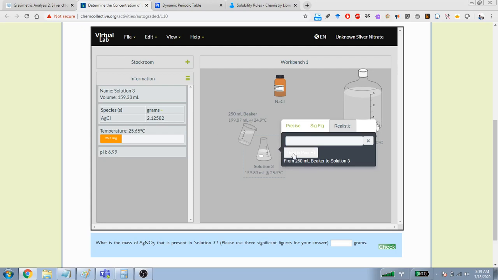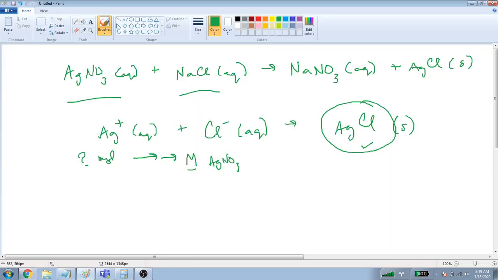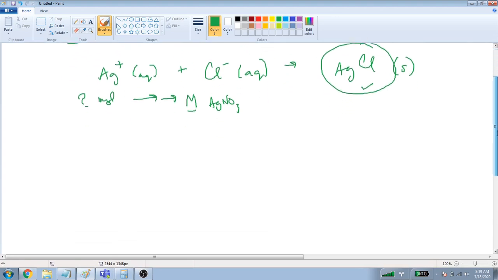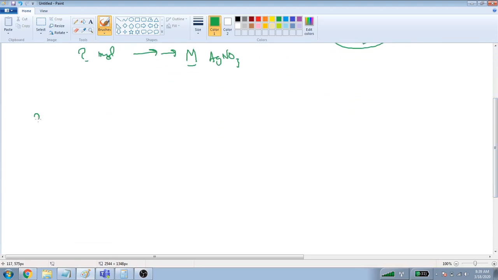Oh look, it doesn't matter how much salt water I pour in here. I just stay at 2.12582 grams of silver chloride, meaning that's how much silver chloride I'm ever going to get from this. Scroll down. So I've got 2.12 of silver chloride.